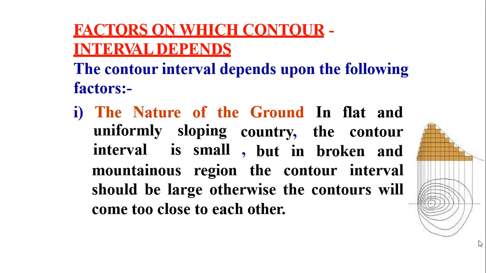Next, what are the various factors on which the contour interval depends? Number one is the nature of ground. It is a very important factor. In flat and uniformly sloping country, the contour interval is taken as small. But in broken and mountainous regions or undulating surfaces, the contour interval should be large, otherwise the contours will come close to each other. This particular phenomenon you have to remember while performing the contour survey.